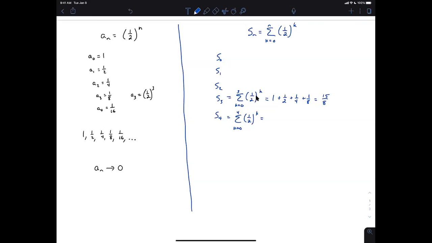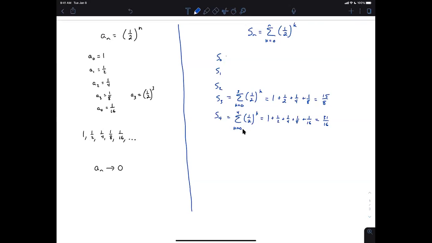And then for k equals 0 to 4, that's 1 plus 1/2 plus 1/4 plus 1/8 plus 1/16, which is 31/16 if we were to get a common denominator and actually add all those up. Any questions on what we're doing over there on the right? You guys good?